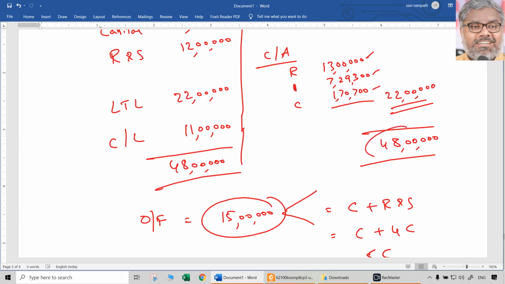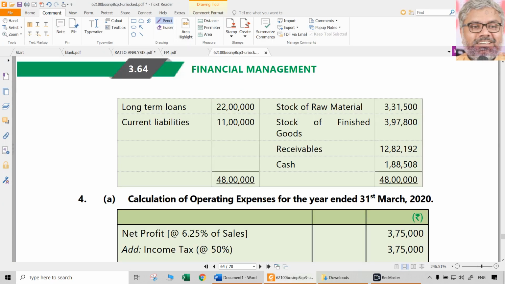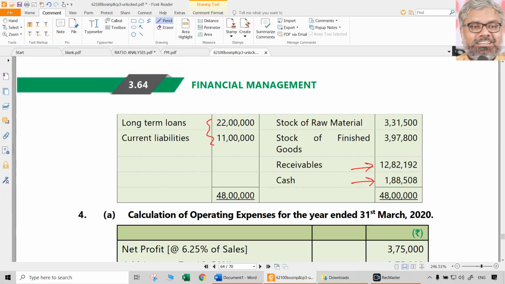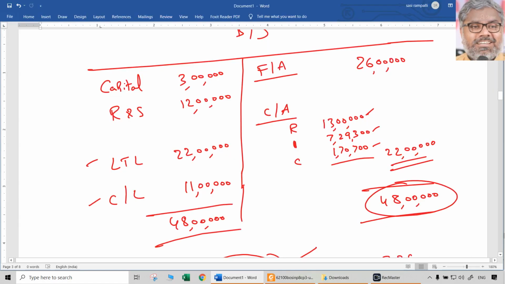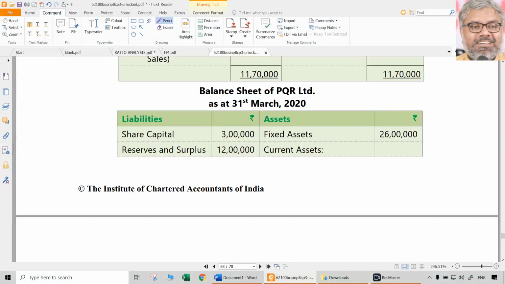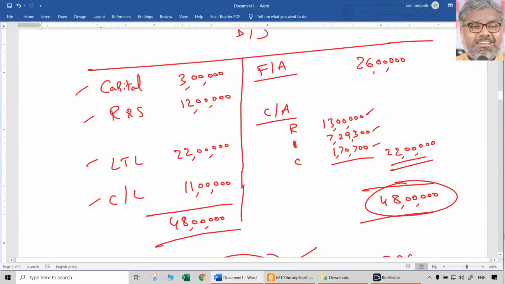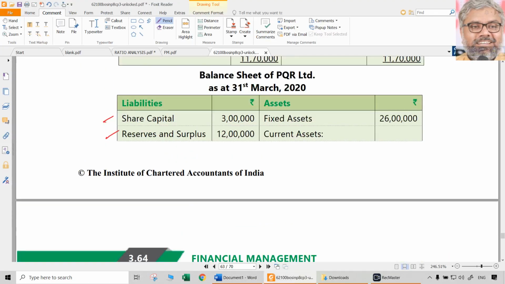So 48 lakhs is the total of the asset side of the balance sheet. Only change here will be cash balance and receivables balance. Then coming to the other two things, long-term loans and current liabilities are there already, 22 lakhs, 11 lakhs. Then capital and reserves and surplus also, these two are 3 lakhs and 12 lakhs. That's it. That is a summarized balance sheet as on 31st March 2020.